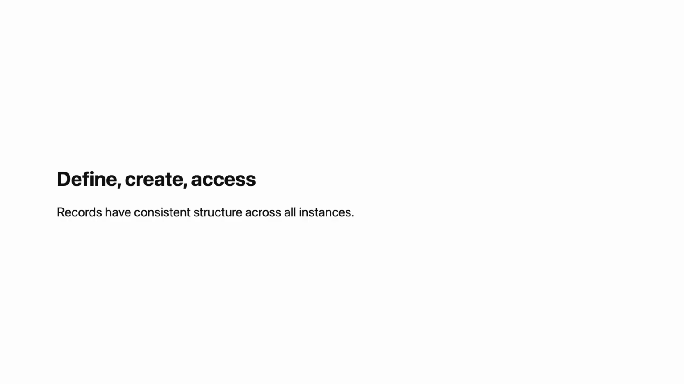The record type ensures all instances have the same structure. Every person has a name and age. You cannot create a person without them. This consistency is valuable. When you receive a person, you know exactly what fields are available. No surprises.